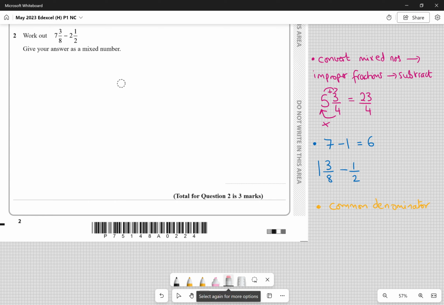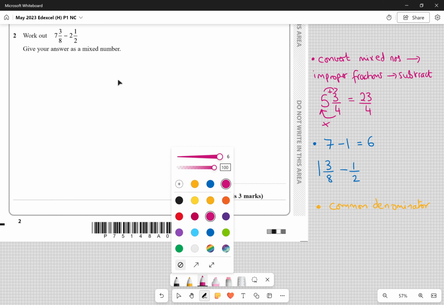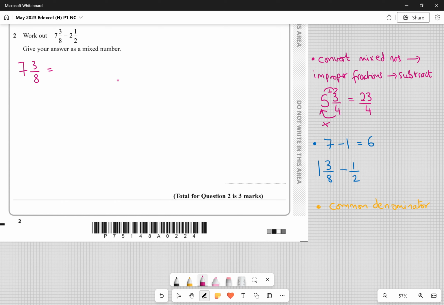Okay, so you're back, and we'll do the question using both methods, and then you can see which one you prefer. So if we are going to convert the mixed numbers, 7 and 3 over 8 is equal to 8 times 7 is 56, plus 3 is 59, so we have 59 over 8. And 2 and a half is equal to 2 times 2 is 4, plus 1 is 5, so that's 5 over 2. And then we're going to subtract, so we have 59 over 8, subtract 5 over 2.